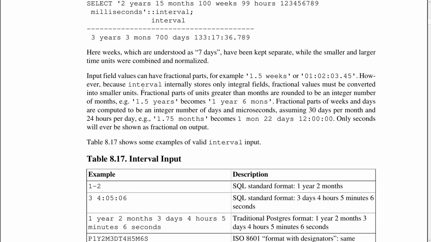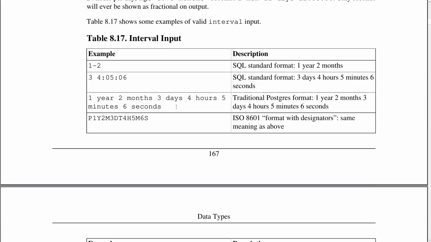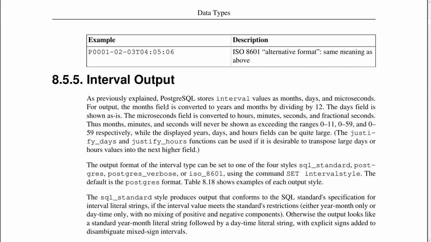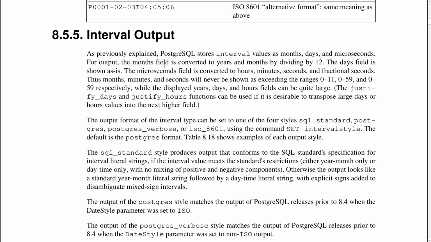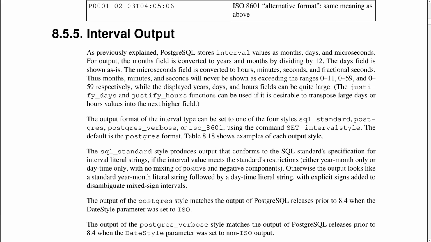Now we know this. These are some examples of interval inputs, and then we have interval outputs. As previously explained, PostgreSQL stores interval values as months, days, and microseconds. For output, the month field is converted to years and months by dividing by 12. The days field is shown as is. The microsecond field is converted to hours, minutes, seconds, and fractional seconds.